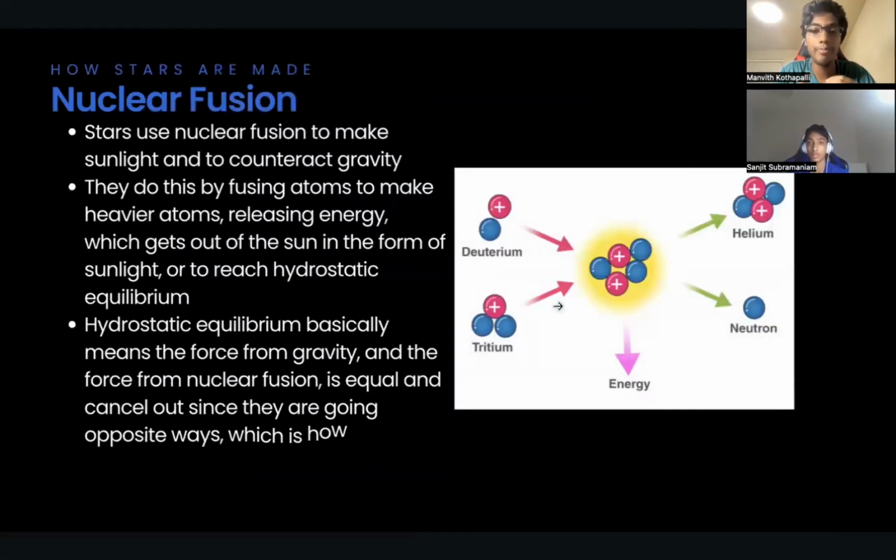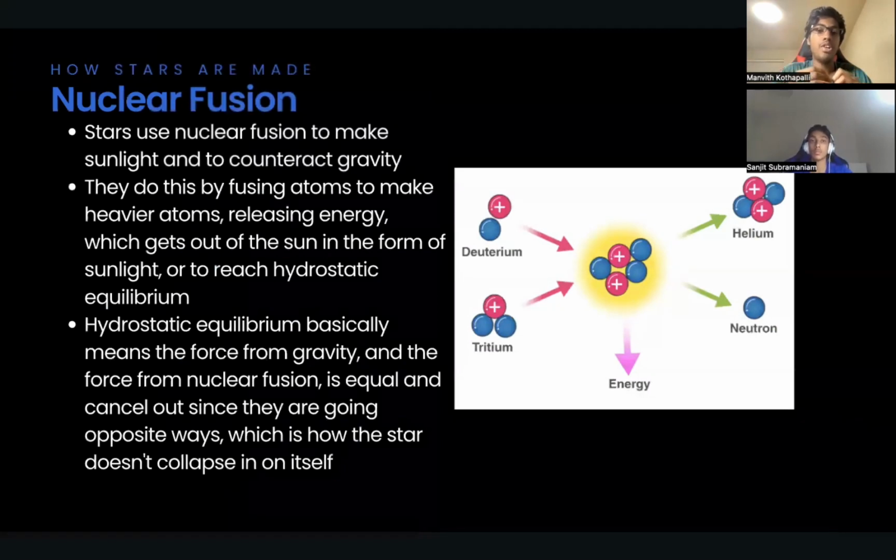So now let's talk about nuclear fusion. Stars use the process of nuclear fusion, with hydrogen forming helium, which causes energy to jump out of the star, which is how sunlight reaches us. It also uses this fusion process to stop gravity from compressing the star, which helps maintain a hydrostatic equilibrium, a balance between the force of gravity and internal pressure created by nuclear fusion.